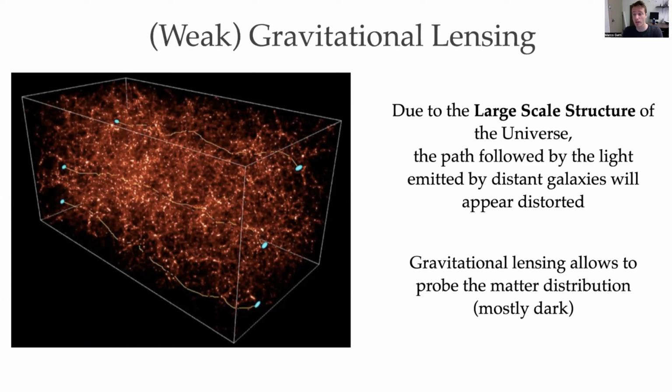Now, those distortions are really tiny because we're in the weak gravitational lensing regime. But if we have a large enough sample of galaxies, that's great because we can still detect those distortions. And what's even better about it is that from those distortions, we have tools to infer the mass distributions that cause those distortions. And that's great because that mass is mostly dark matter that we wouldn't be able to observe otherwise.